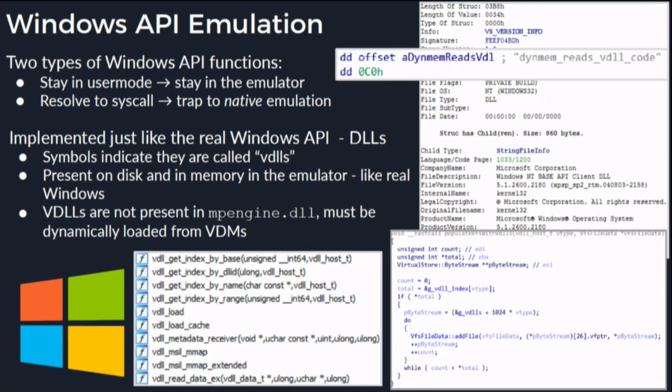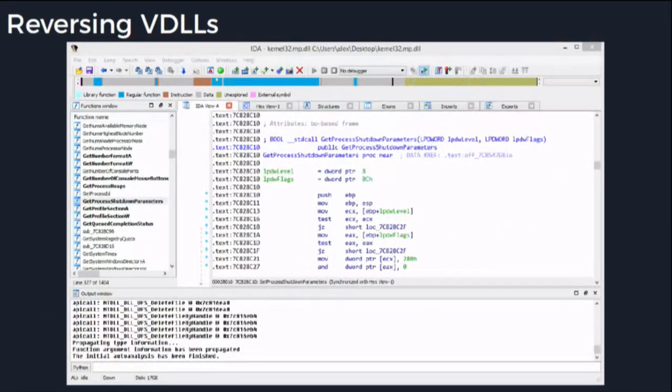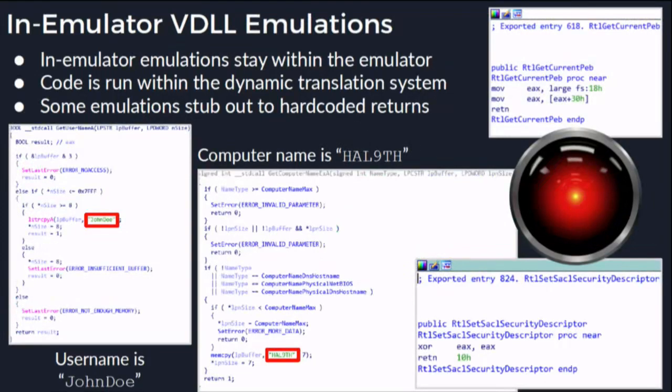Symbols indicate that these emulated virtual DLLs that are in the emulator environment are called VDLLs. And because they are simply DLLs, once we have a file system dump, we can just go reverse those DLLs by throwing them in IDA, and they're standard Windows PE files. When we look at them, they're definitely not the real implementations of things like kernel32 that you would see in a real system. So we'll see things like this.